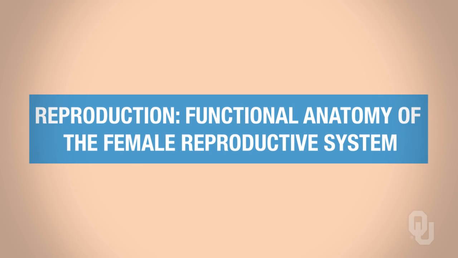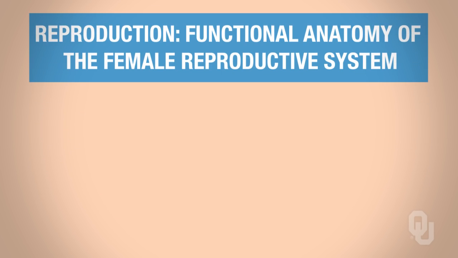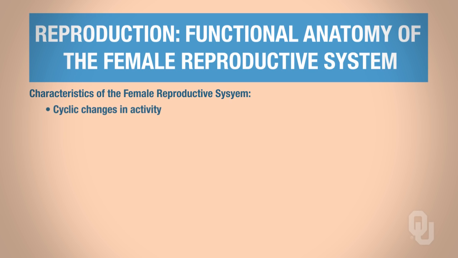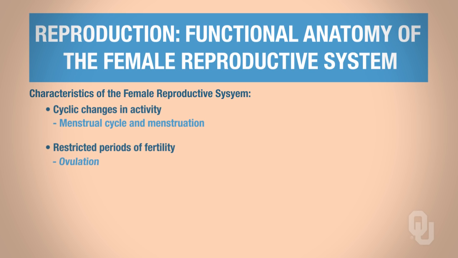Okay, in this segment, we're going to be discussing the functional anatomy of the female reproductive system. Before we begin the functional anatomy, we're going to look at some characteristics of the female reproductive system. Keep in mind that there are cyclical changes that occur via the menstrual cycle and menstruation. There are periods of restricted fertility, and that is occurring during ovulation.